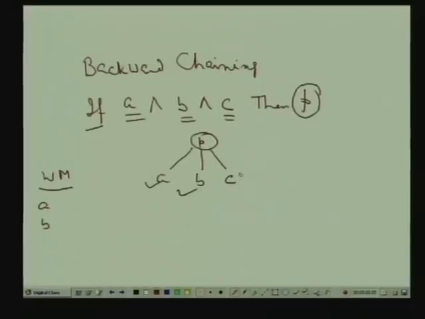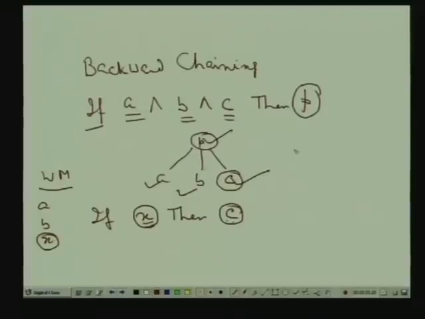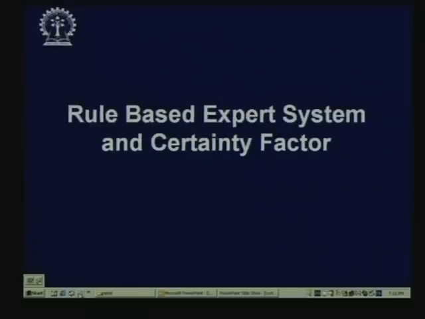So, these are solved, but I have to find a rule which has C in its consequent. Suppose X is also there, then C. Since C is my goal, I start with C and see whether this is proved or not. For that I have to fire this rule: C is true if X is true. So in order to prove C I have to prove X, but X is already proved. Therefore, C is proved, therefore, P is proved. That is backward chaining. Now, all these things we had discussed in our discussion about rule based systems.